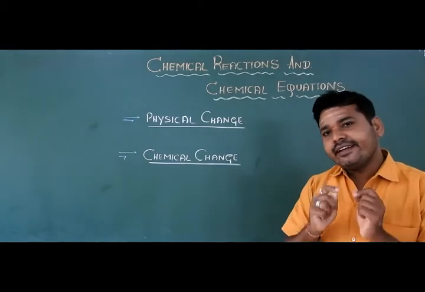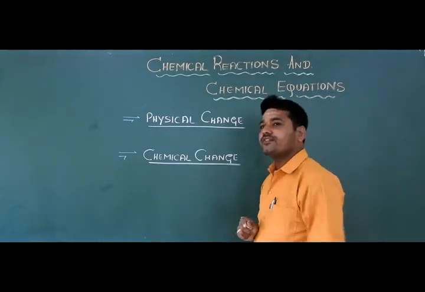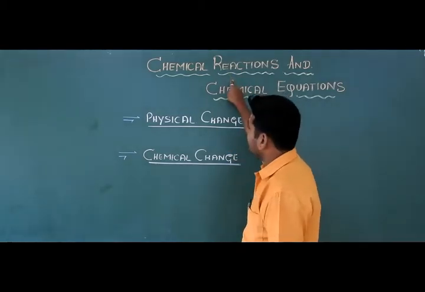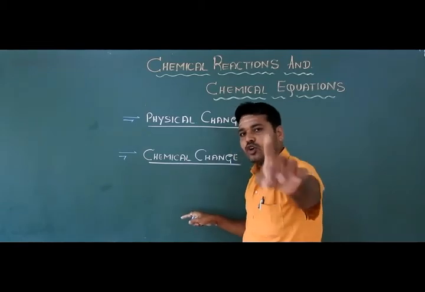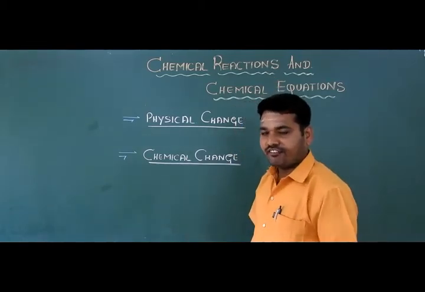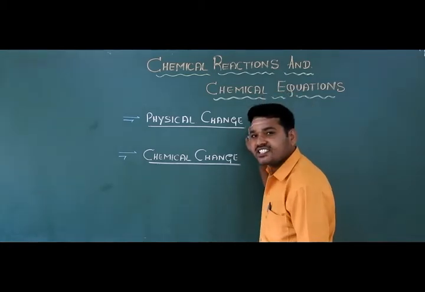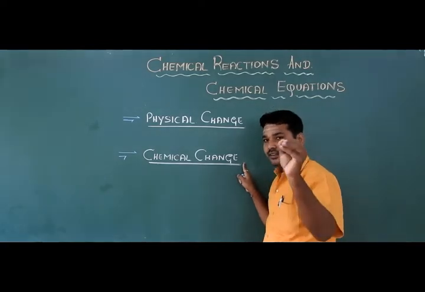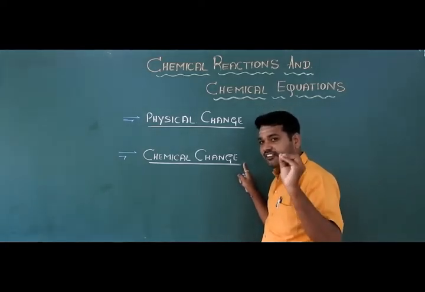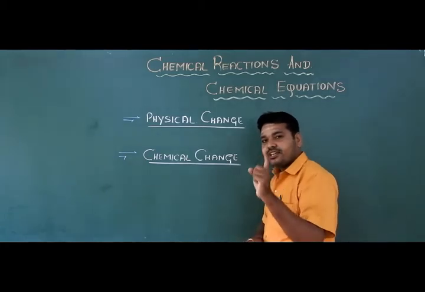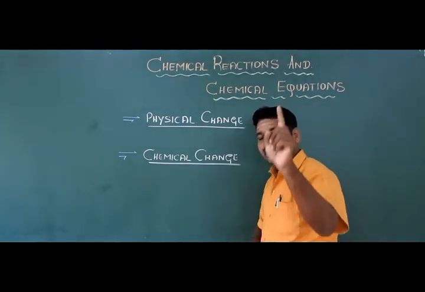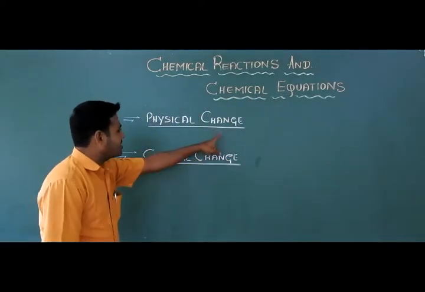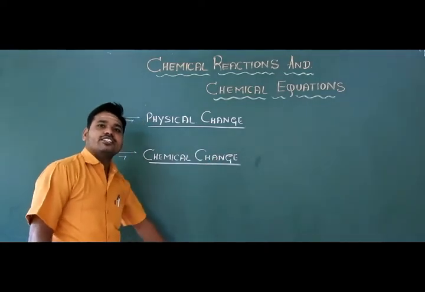Students, a substance can undergo two different types of changes in a chemical reaction. The first type of change is called a physical change, whereas the second type of change is called a chemical change. Students, please listen to this concept carefully. In chemical reactions, a substance can undergo two different types of changes. The first is called a physical change and the second is called a chemical change.